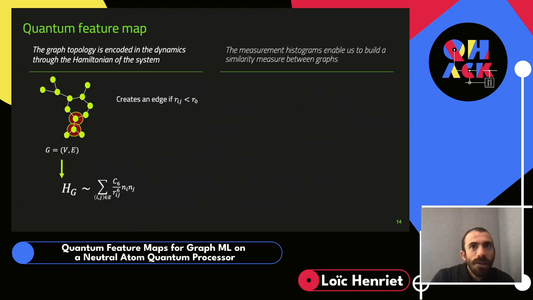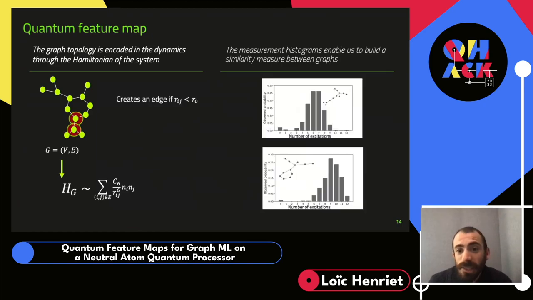I'm showing here two examples of probability distributions that are obtained for various graphs that are shown in the inset. I'm showing the observed probability to measure a given number of excitations for one graph here and for another graph here. As you can see, they look quite different. That's because the structure of the graph has an impact on the dynamics. And comparing the measurement histograms enables you to build a similarity measure between the graphs. You can say, just by looking at the histograms, if two graphs are more similar than two other ones.